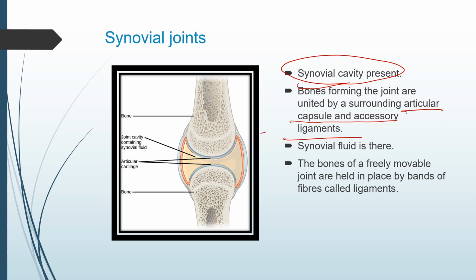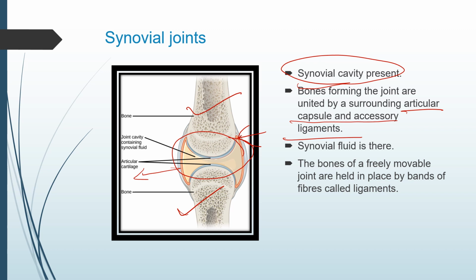You can refer to this diagram. These two are bones, and there is a part joining both bones, that is the articular cartilage. And there is a joint cavity containing the synovial fluid. The synovial cavity contains the synovial fluid, which keeps the cartilage lubricated. Lubrication is very important here. If the cartilage is not slippery, if it is not lubricated properly, the movement will not be free.